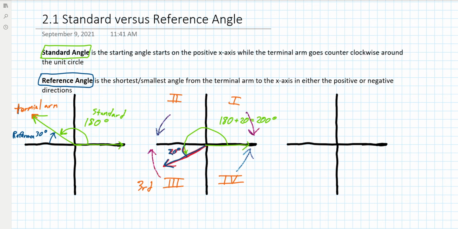Please try this out. I'm going to say that the standard angle is, let's go with 290 degrees. So what is the reference angle? So I'm just going to give you this. What is the reference angle? Please pause the video and try this out for yourself.